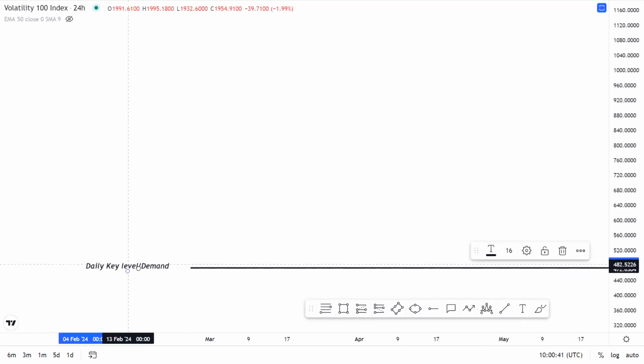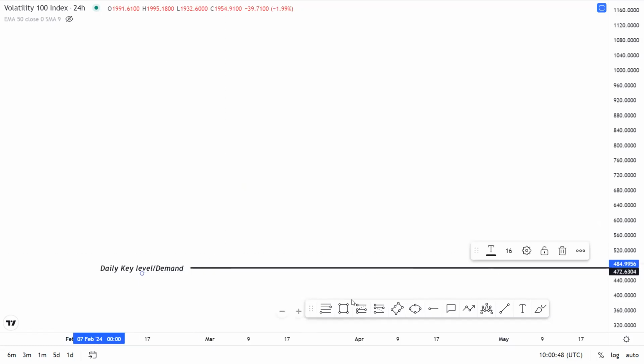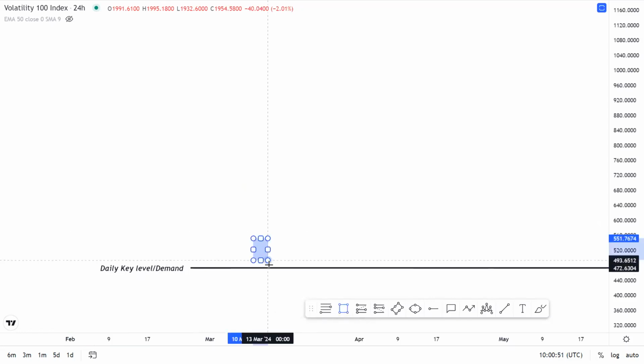So clearly you want to identify a daily key level or a daily level of demand. And then obviously want to see price trade into the key level or the level of demand. And then once price comes into your daily level, you're looking for one of two things to happen: price trades past the level and closes below the level, or price rejects the level, closing above the level.